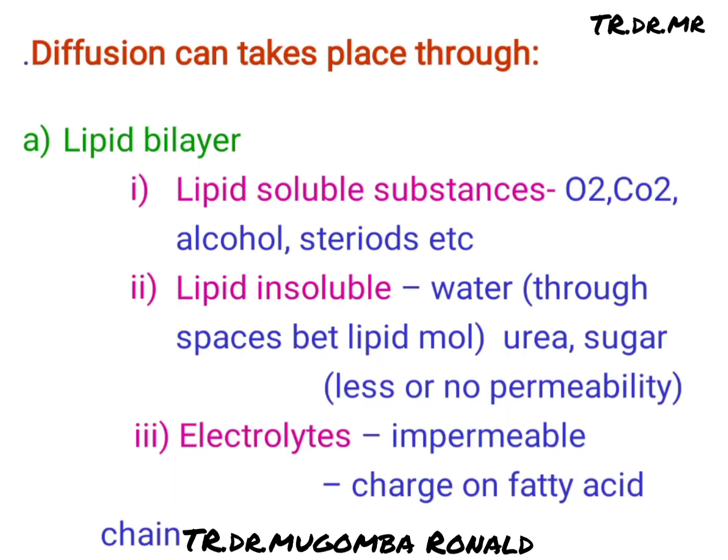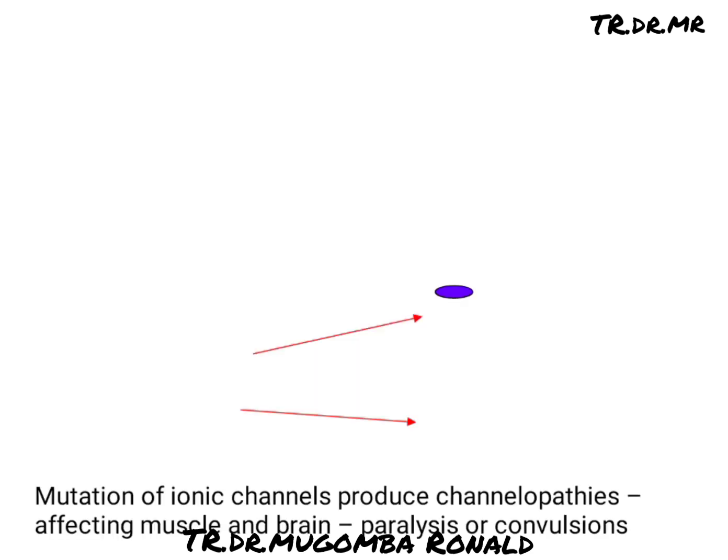Now when you look at simple diffusion, it takes place through the cell membrane. The lipid soluble substances like oxygen, carbon dioxide, alcohols, and steroids can cross with ease. Lipid insoluble molecules like water, urea, and sugar are less permeable, so they cannot cross with ease. Electrolytes and charged molecules cannot cross. Electrolytes, that is to say sodium ions and chloride ions, cannot move with ease through simple diffusion.